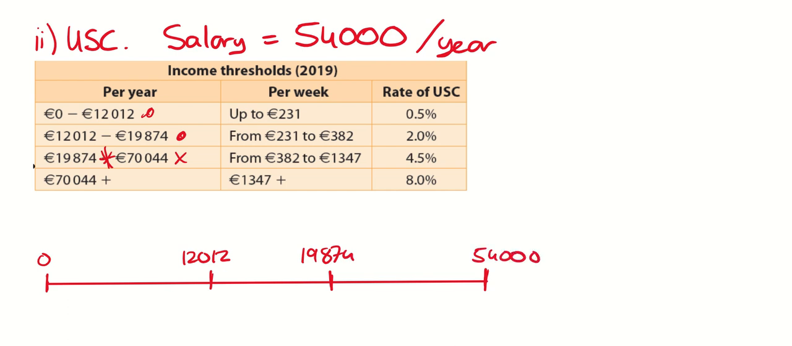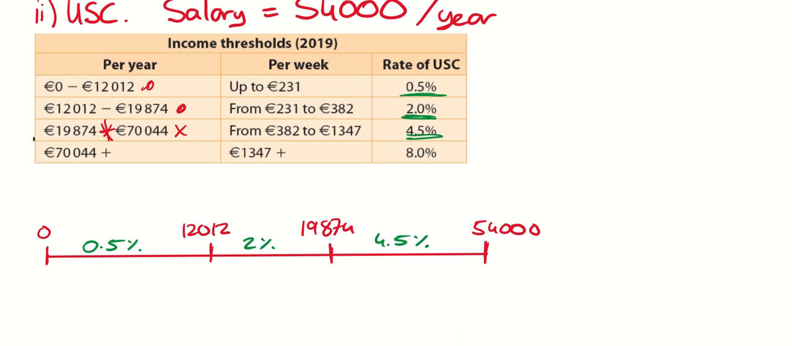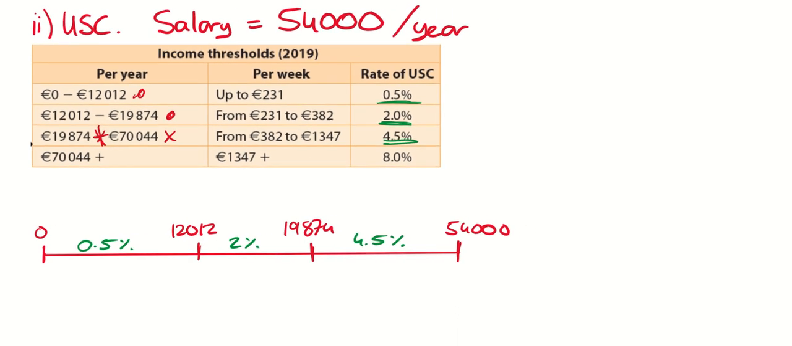All right, so then you've got your rates of USC. Okay, so we have 0.5% on the first part, we have 2% on the second part, and we have 4.5% on the third part. So, same as with income tax, we just need to calculate it that way. So, very straightforward, 12,012 times 0.005. Just be careful when you're doing decimals for the percentages here. So that'll give you 60.06.